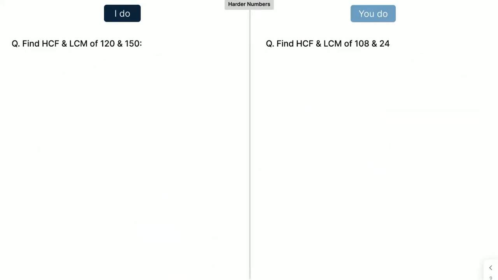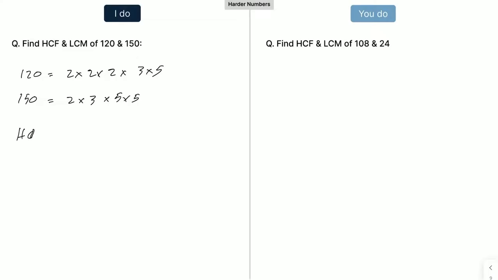Now moving on to the next example. Again here, I'm not going to draw out the factor tree because I think we've got enough practice now on how to find the product of primes. So I'm going to tell you exactly what the product of primes are here. So for 120, it would be 2 times 2 times 2 times 3 times 5. And for 150, it's going to be 2 times 3 times 5 times 5.